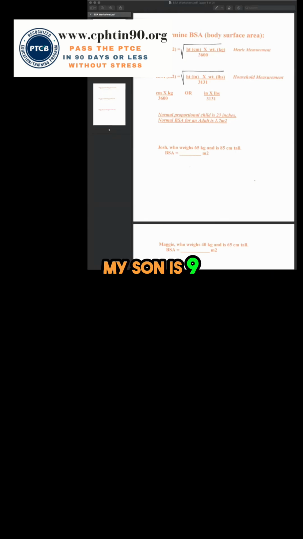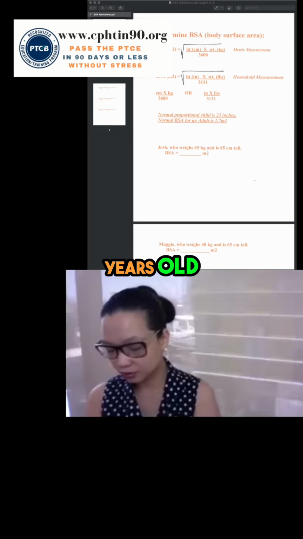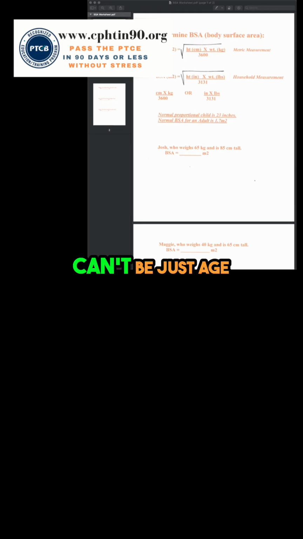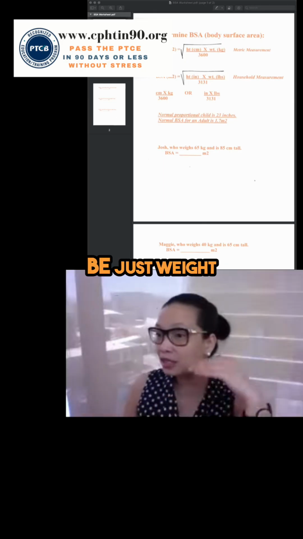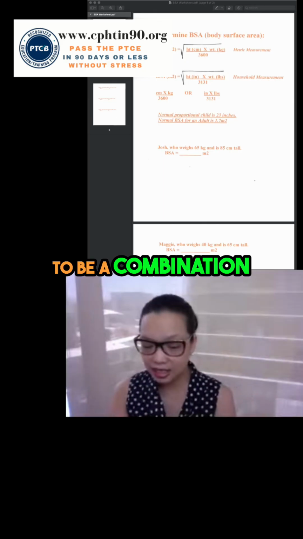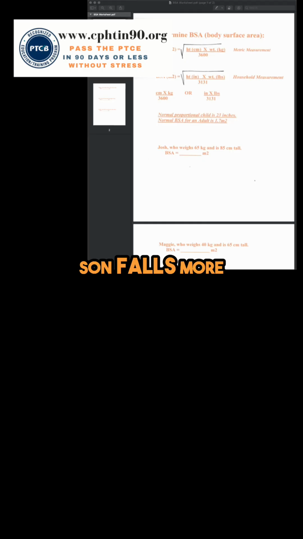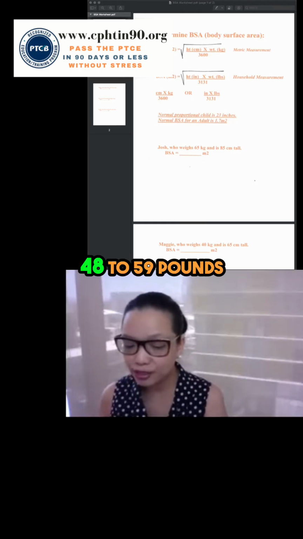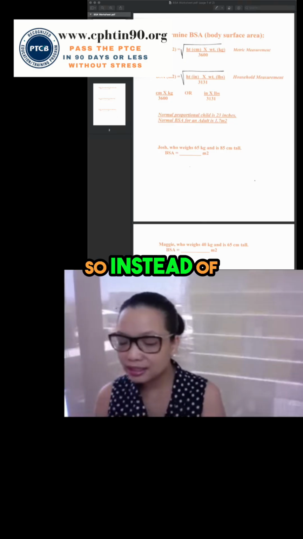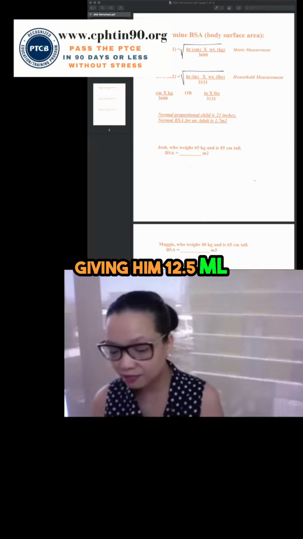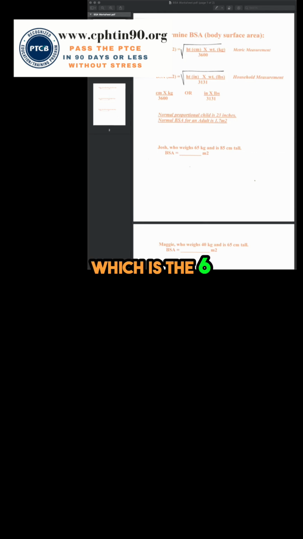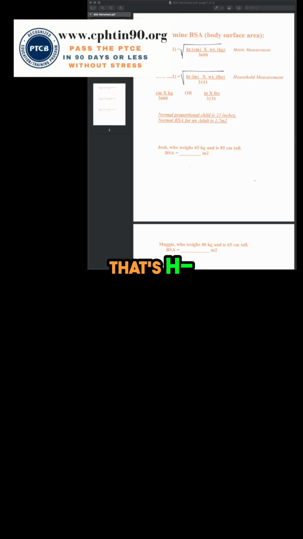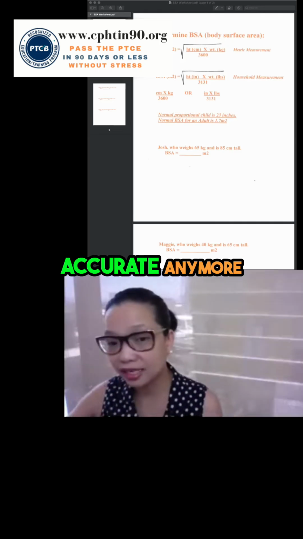However, my son is 9, so I should go to the 9 to 10 years old, but he's not 60 to 71 pounds. You see how it can't be just age and it can't be just weight. It has to be a combination. So my son falls more on the 6 to 8 years old because he's on the skinny side, 48 to 59 pounds. So instead of giving him 12.5 ml, I'd give him 10 ml, which is the 6 to 8 years old, 48 to 59 pounds. You follow? That's what I'm saying as to it's not accurate anymore.